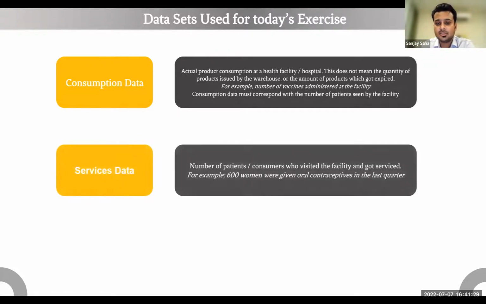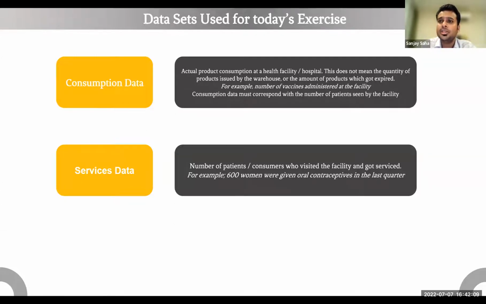Next in line is services data. So what is services data? Services data is the number of patients or consumers who visit a facility and get health services. For example, 600 women were given oral contraceptives. That means 600 women visited health facilities, maybe more than once, because oral contraceptives need to be used every month. So maybe they're dispensed the contraceptives once every quarter, once every month, whatever the rule is wherever you are. But it means the number of patients.